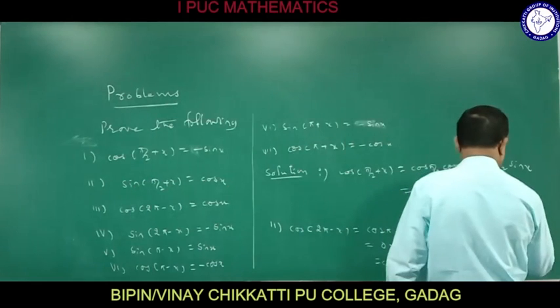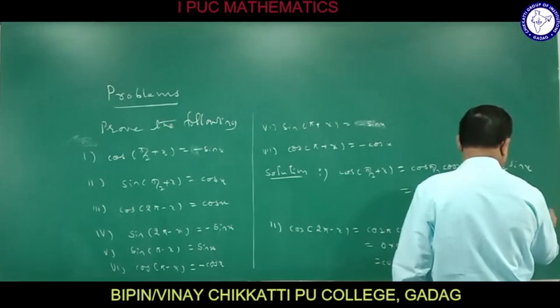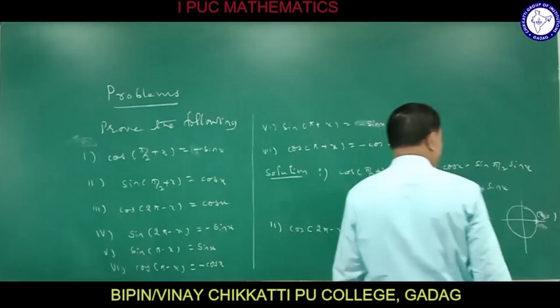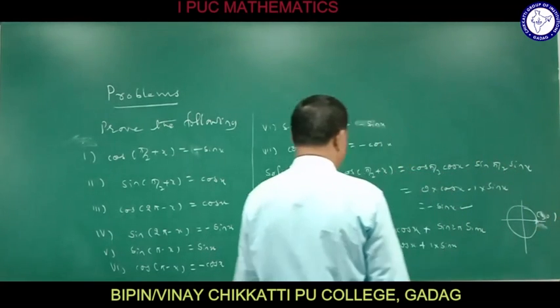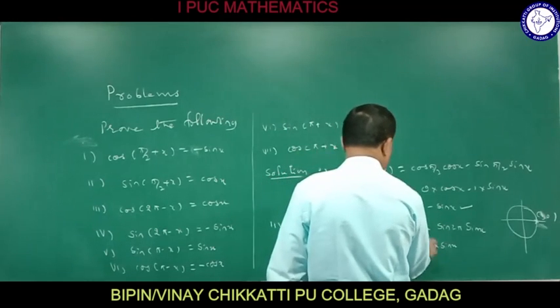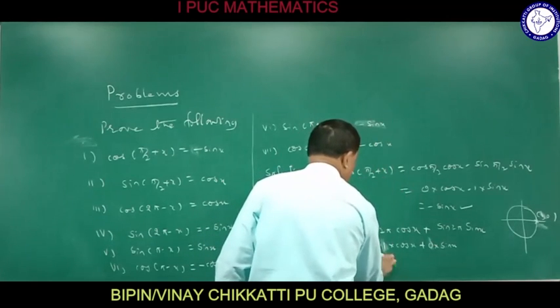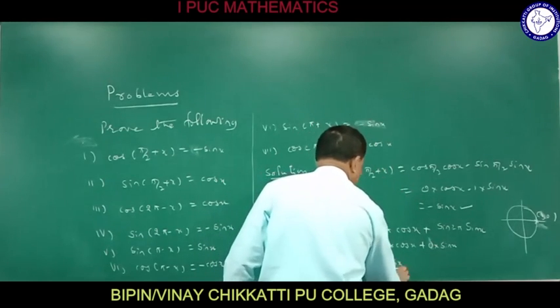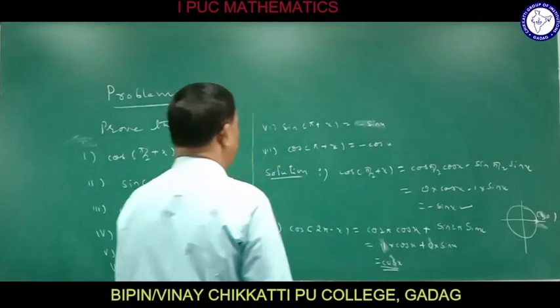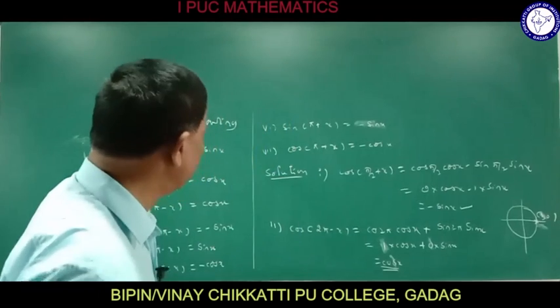Look at this. This is 2 pi here, and this point is A, whose value is (1, 0), and cos 2 pi is 1, and sin 2 pi is 0. So you get the answer cos x. So this is the way to remember the results. Any one you take like that, we can prove it.